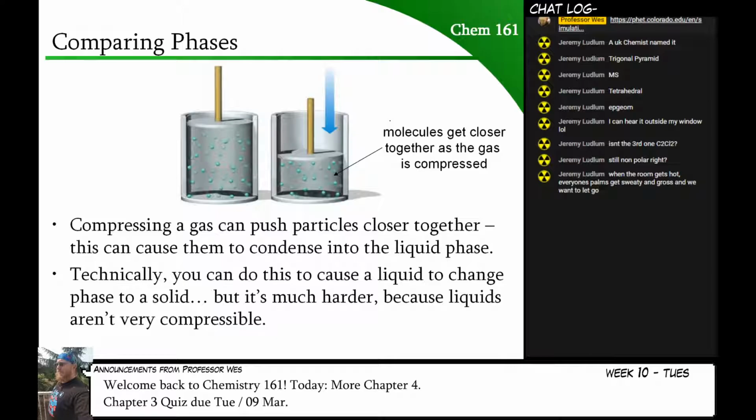And then this is just my picture to show you can push molecules together and they will eventually compress into a liquid. This is how you compress things like butane. Butane's a gas at room temperature, but if you put enough of it in a container and seal the container, it gets compressed and it becomes a liquid.